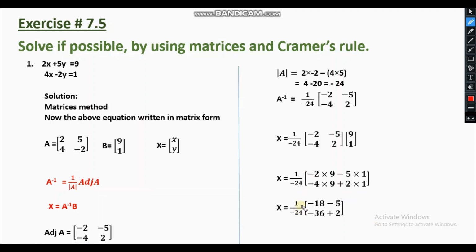So x is equal to this, the same as it is: 2 multiplied by 9 is 18, 5 multiplied by 1 is 5, 36, and 2 multiplied by 1. So again we simplify here. Next page, x is equal to minus 33, 23 and minus 36. So again x is equal to minus 3 here, so we will multiply 1 divided by 24 to each element inside the array, 1 divided by 24 and 1 divided by 24.